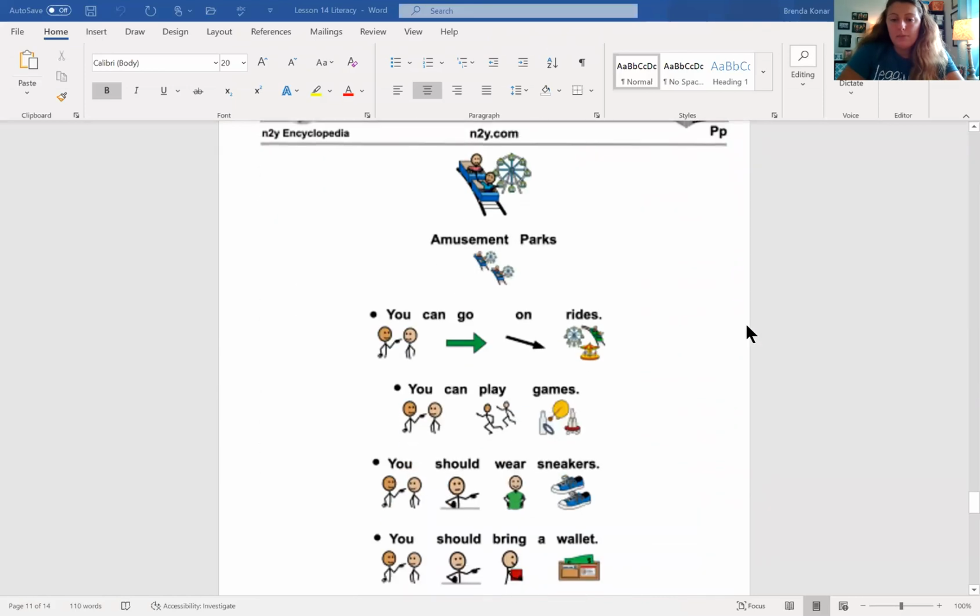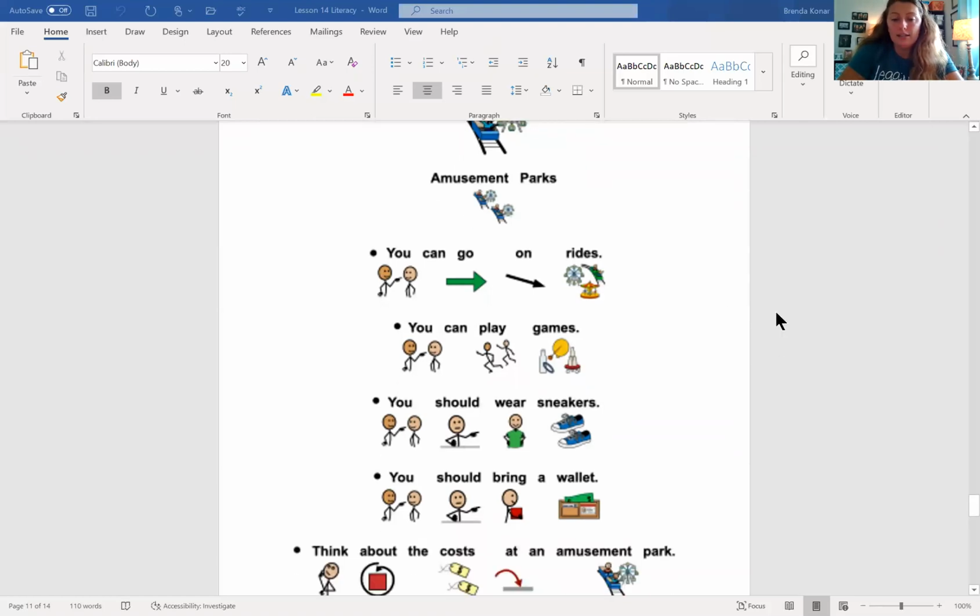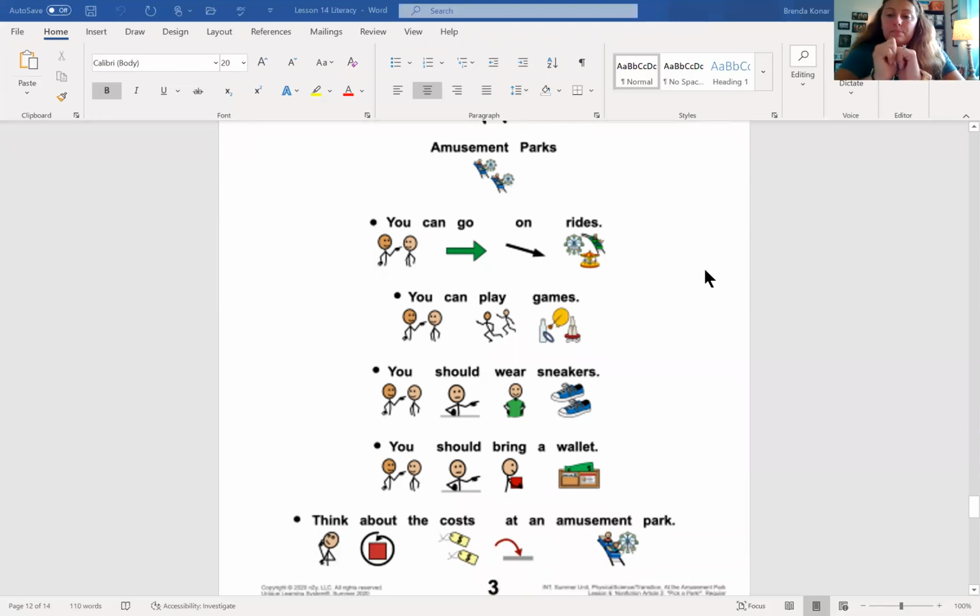Okay, our next type of park that we've been talking about all summer is amusement parks. So at these amusement parks, you can go on rides, you can play games, you should wear sneakers, and you should bring a wallet, bring money. So think about the costs at an amusement park, or think about how much money you have to pay to go to an amusement park.